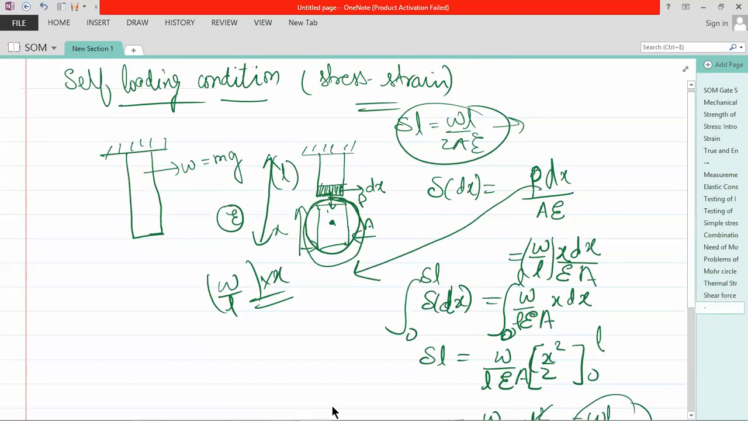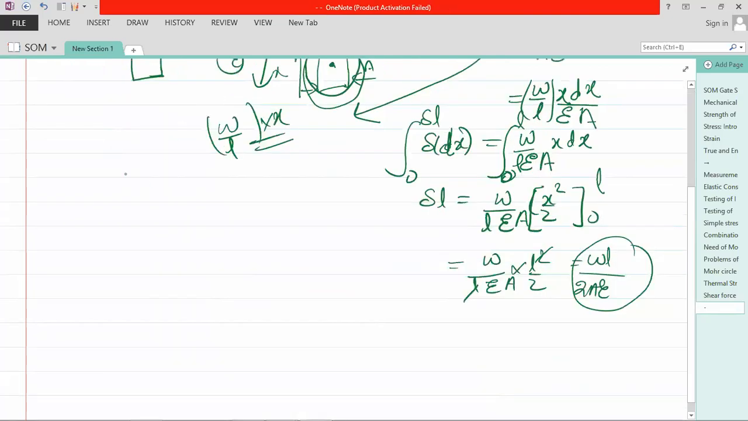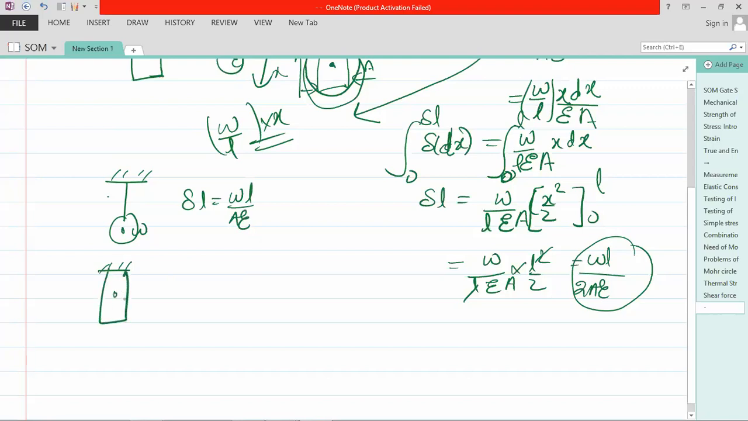So I hope you got it, that in normal conditions, suppose this is a part and you apply W weight, then the delta L will be WL upon AE. But in self-loading condition, the delta L will be WL by 2AE. Is it okay with everyone?